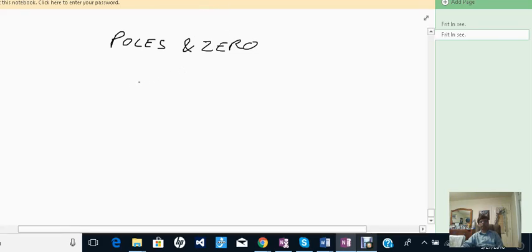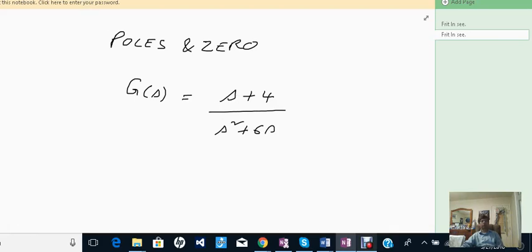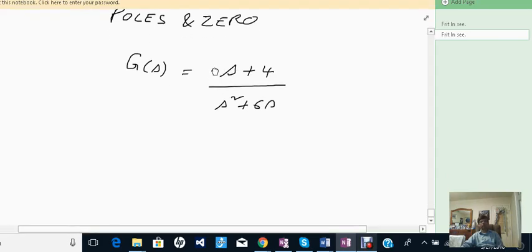By now you have looked at how to convert the time domain differential equation into a transfer function. So let's say we assume a transfer function G of s. In this case, let me pick some numbers here: s plus 4 divided by s squared plus 6s. Okay, so let's say this is our transfer function. Now the question arises, how do we find the poles and zeros from this transfer function?